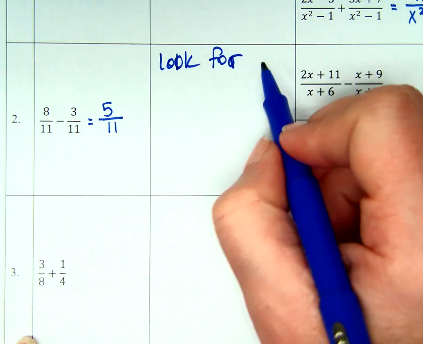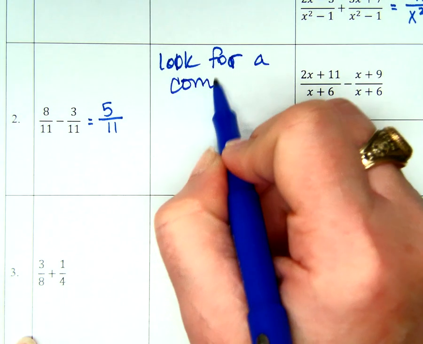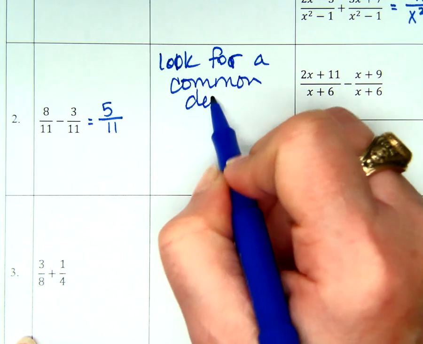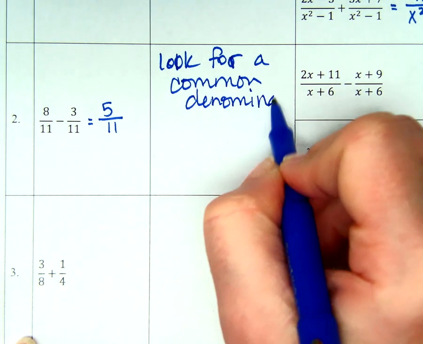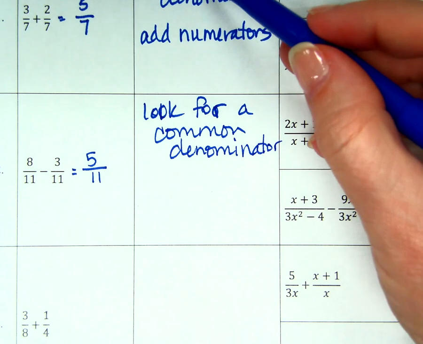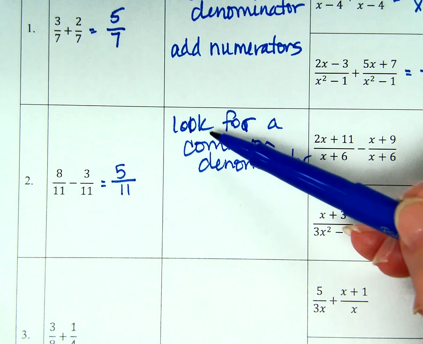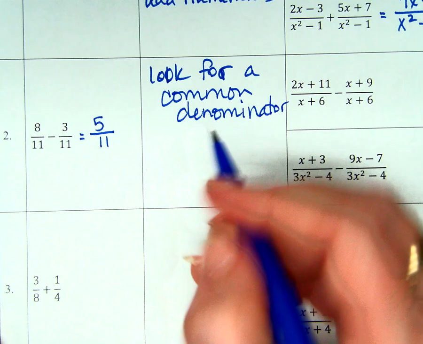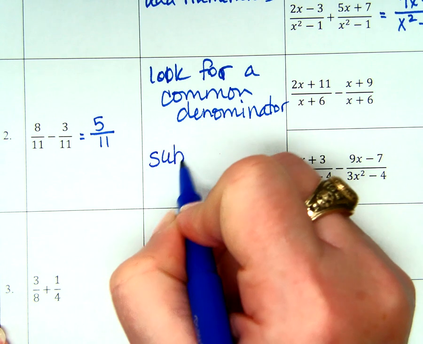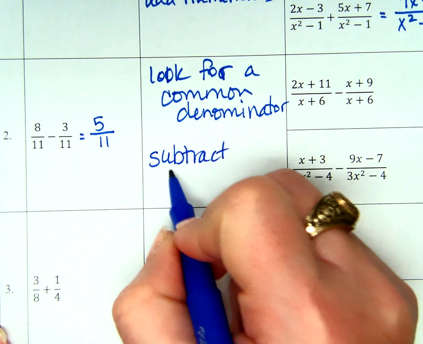Oh, geez Louise. I don't know why I wrote past tense on this one, sorry, because that's what we did. This is what I want you to do. I want you to look for a common denominator. And then we subtract numerators.